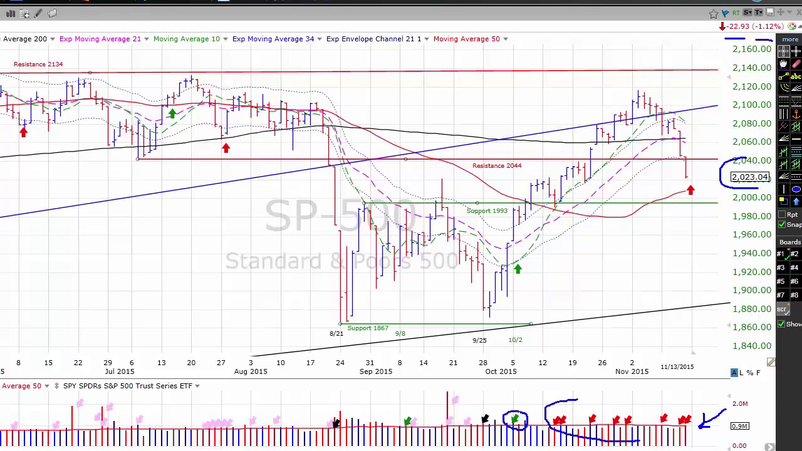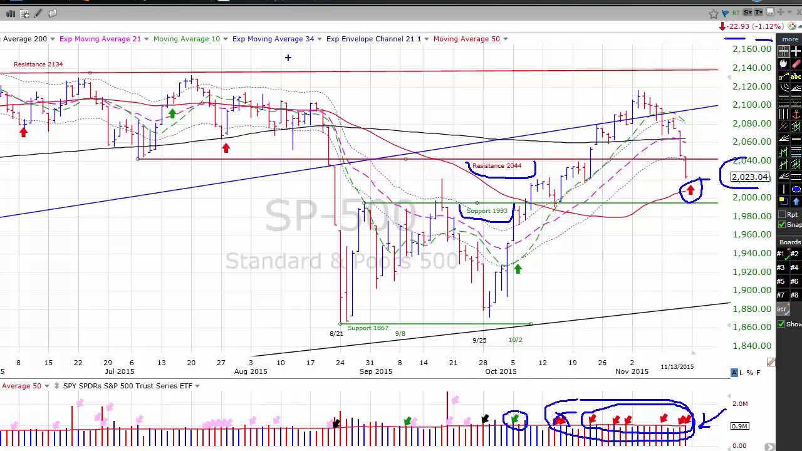According to my count, we have 8 distribution days on the S&P. According to Investors Business Daily, we have only these 6 distribution days. The S&P right now is bracketed by support down here in the 1993 area and resistance up here in the 2044 range. And we have gone to a sell signal on the S&P 500 on our market timing model.